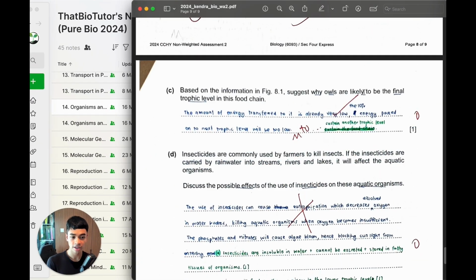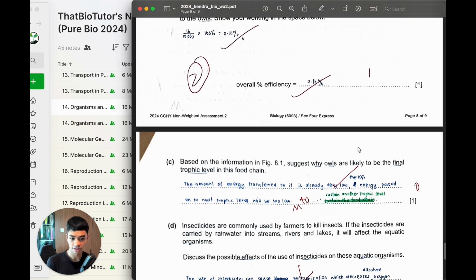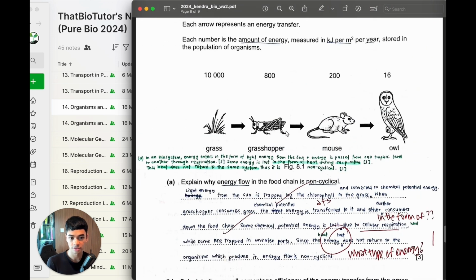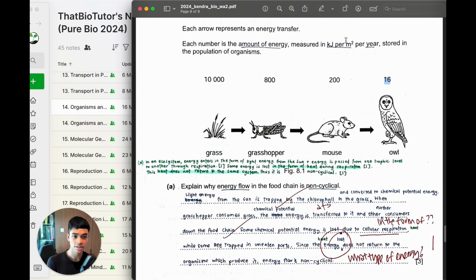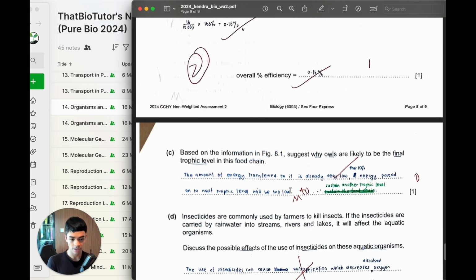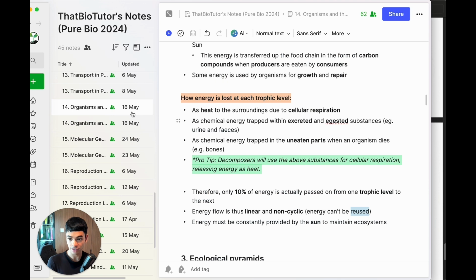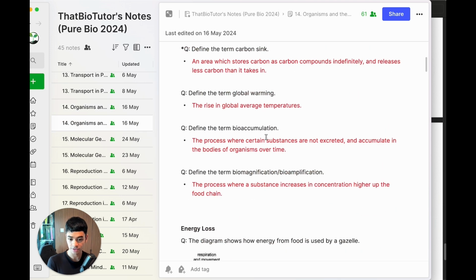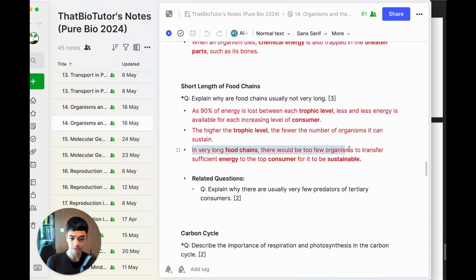Okay, then here, why are owls likely to be the final trophic level in this food chain? Based on the information in the figure, there's only 16 kJ per meter square per year for the entire population of owls. I'll use that, because it's based on the information, right? So that would be actually using the information. Okay, then that is too low. So even if there's a predator above it, let's go and find there is one question like that in our CAQs. So this is what we could say.